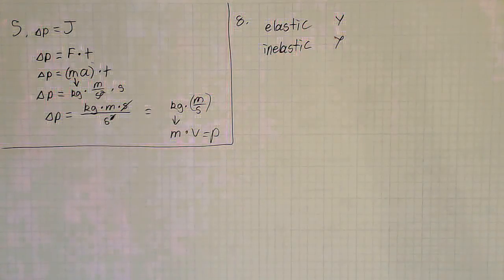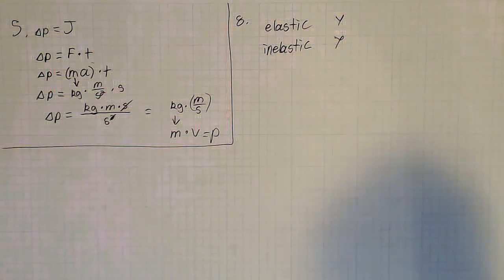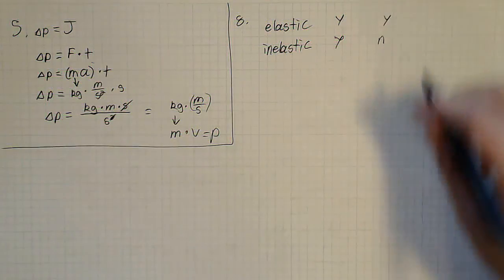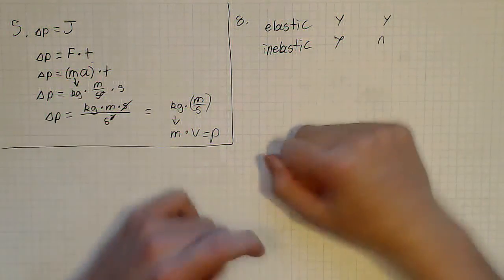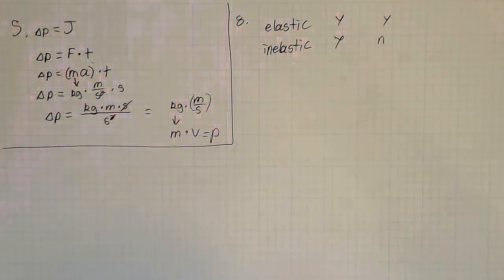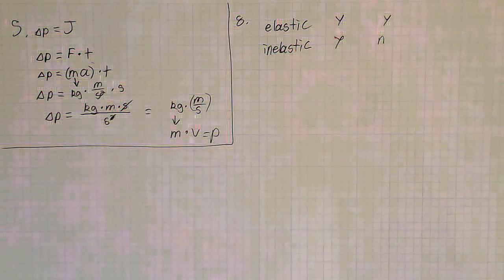And then the next column is kinetic energy conserved? Now, kinetic energy is conserved in elastic collisions, but not conserved in inelastic collisions. So in an elastic collision, by definition, kinetic energy has to be conserved. That's what makes it elastic. And realistically, there are no elastic collisions on a macroscopic level. You only see elastic collisions on a subatomic level. But it makes the math and the physics a lot easier, so we deal with elastic collisions in this class.